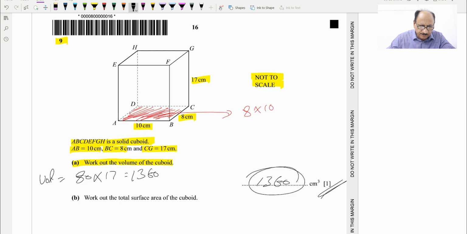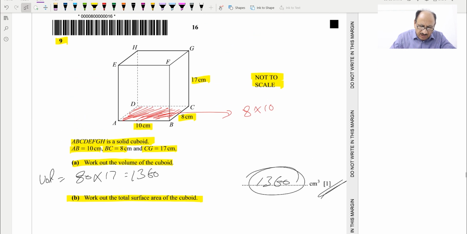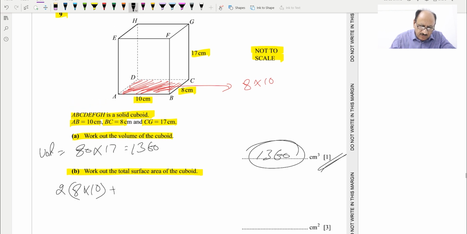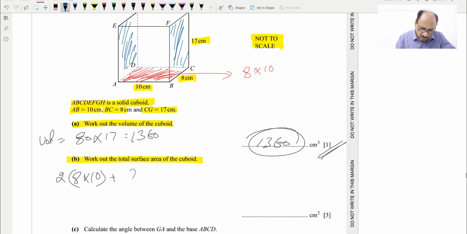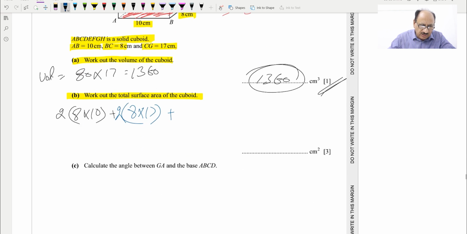Hopefully you understand this. Now the B part says work out the total surface area of the cuboid. For surface area, we know it has 6 sides. Base and top will be 8 into 10, so we will multiply this by 2. Then the sides, this side and this side, will be 8 into 17, multiplied by 2, and the last is front and back, that is basically 10 and 17.